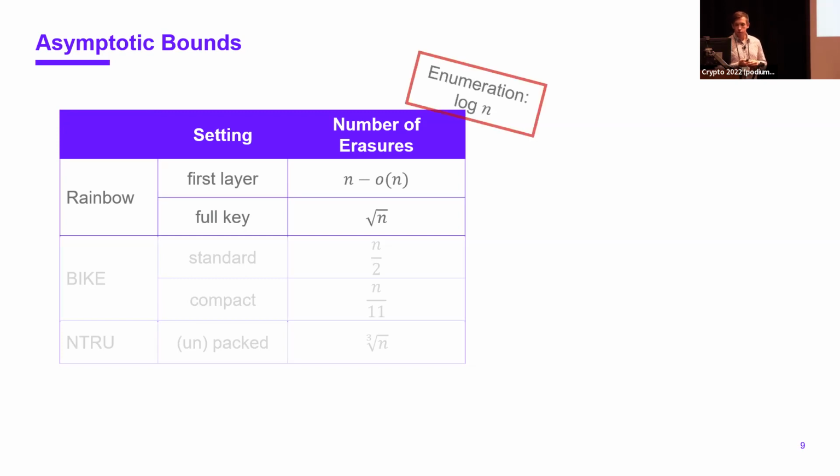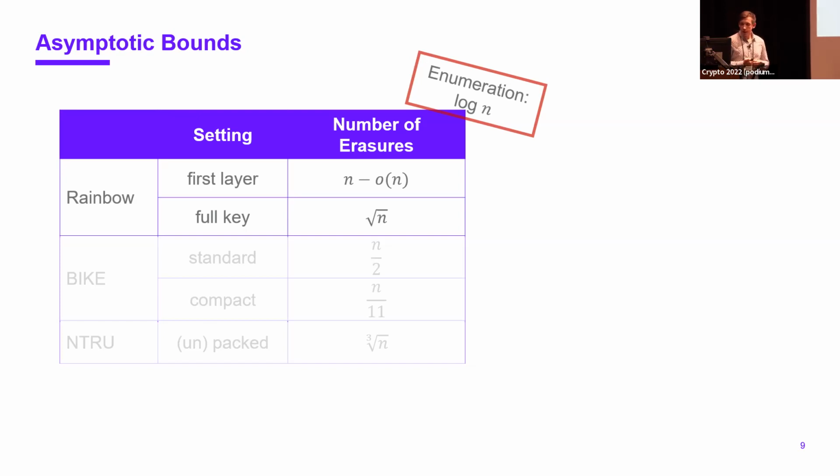And yeah, but first, if we perform a basic enumeration, then you can only tolerate a log n amount of erasures, because the enumeration comes at a cost of 2 to the number of erasures, which is only polynomial if the amount of erasures is logarithmic.